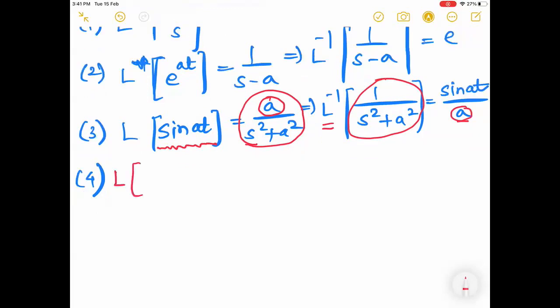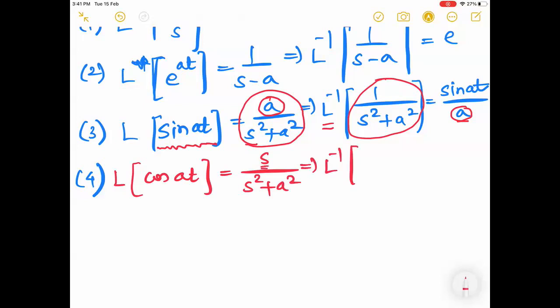Yes, we'll be doing that. I'm just writing all the functions first of all. Similarly, cos of at, whose transformed answer is s upon s square plus a square. Now in this case, the numerator contains s. It's a function of s. So you need not shift it to the other side, because the inverse will be of the s function only. So this together is giving you the answer as cos of at.